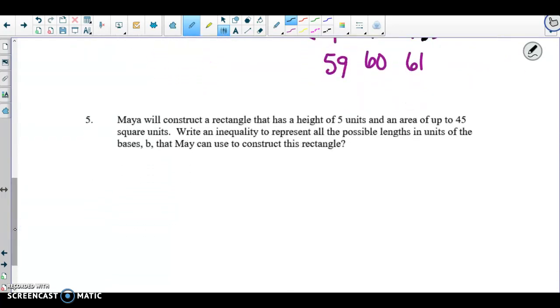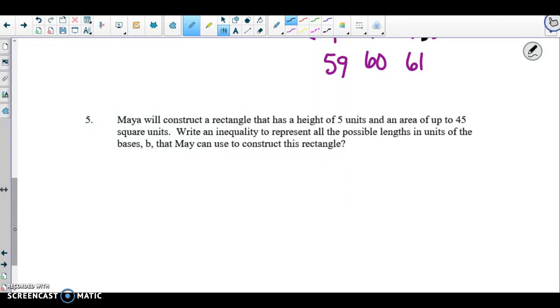All right, number 5. Maya will construct a rectangle that has a height of 5 units and an area up to 45 square units. Write an inequality to represent all the possible lengths of units that the base, B, that Maya could use to construct the rectangle.